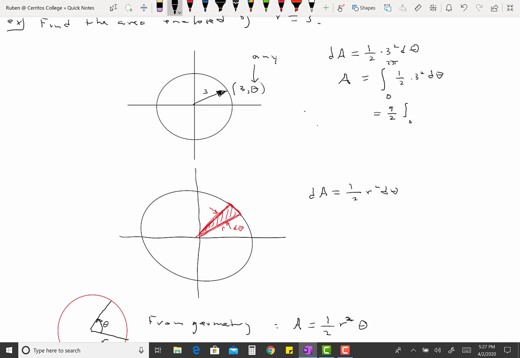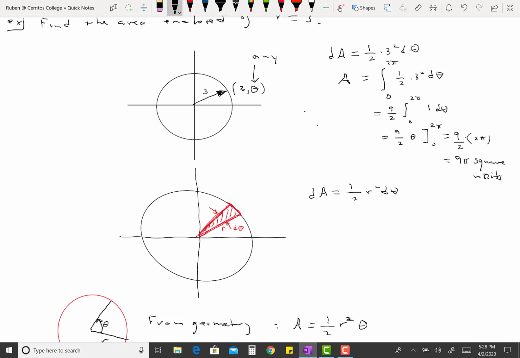So we're integrating really 0 to 2 pi, the integral of 1 with respect to theta. The antiderivative of 1 with respect to theta is theta, from 0 to 2 pi. And this gives us then 9/2 times 2 pi, or 9 pi square units. Which coincides exactly with what we'd expect. The area of a circle we know from geometry is pi r squared. The radius is 3, so it's pi times 3 squared, or 9 pi square units.